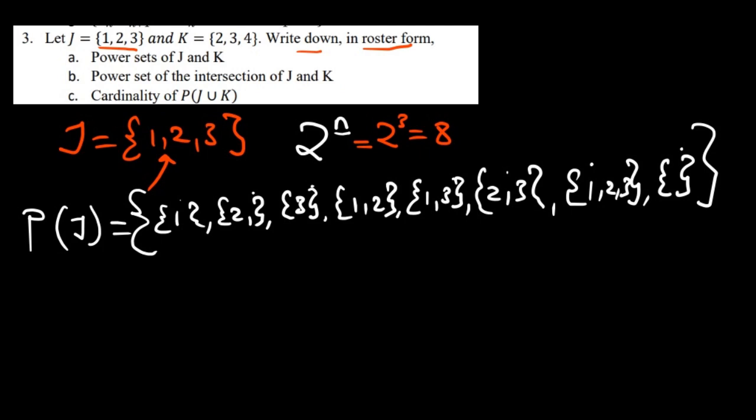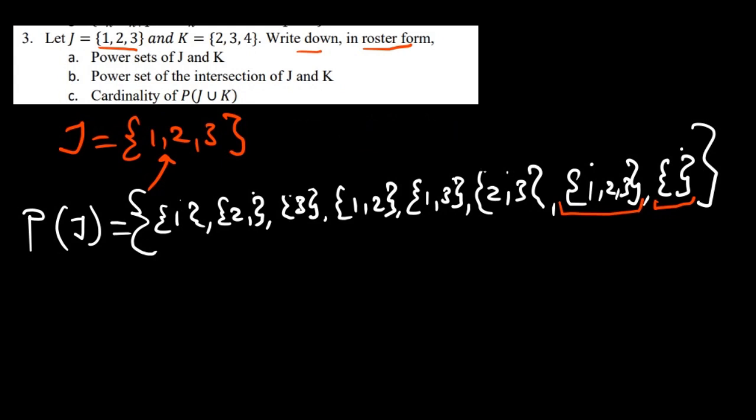So the most important thing to note is that when you are finding the power set, the set itself is also a subset of itself, and even the empty set is also a subset of the original set. So that is the power set of set J.